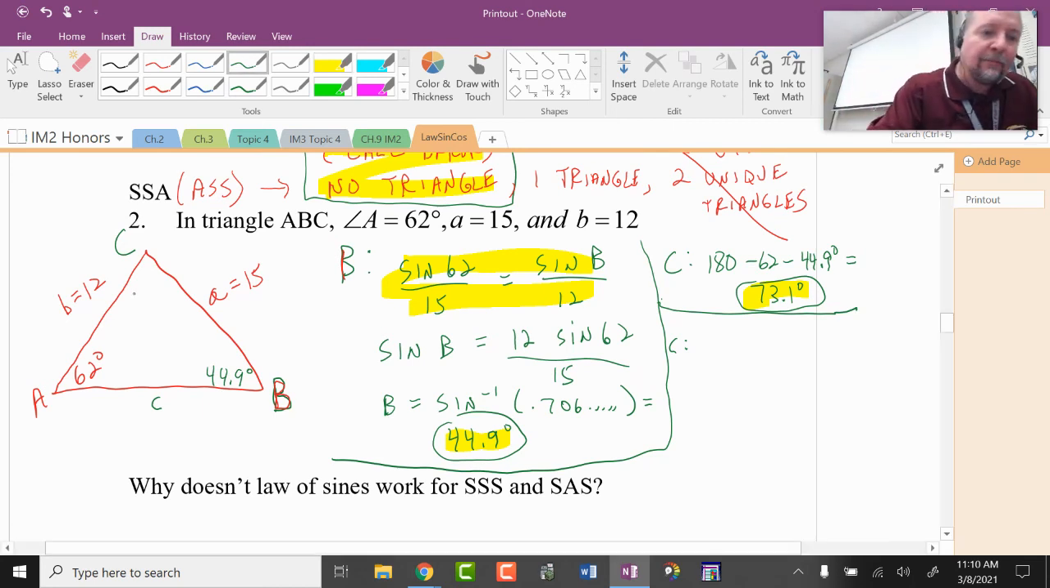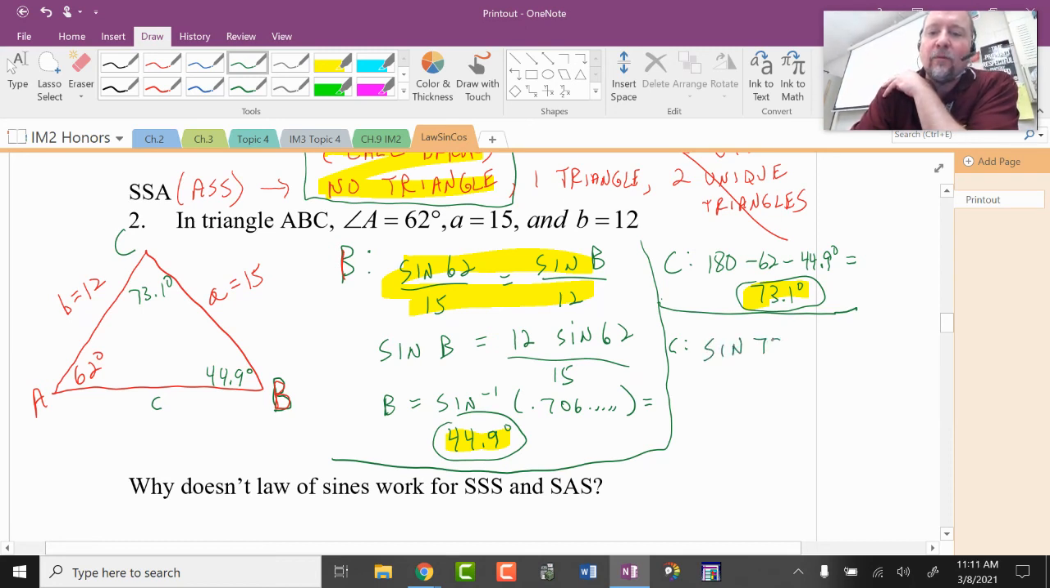So let me put that here. I made that mistake in the notes up above. I was putting things in the wrong spot. So that's there. So to find C is sine of 73.1 over C. Now I am finding the side measure equals.